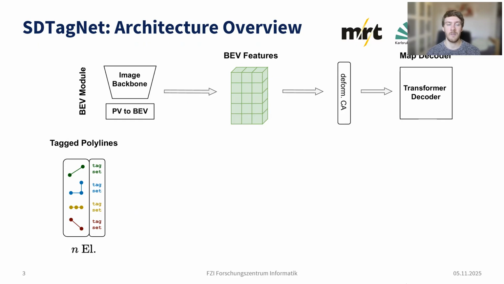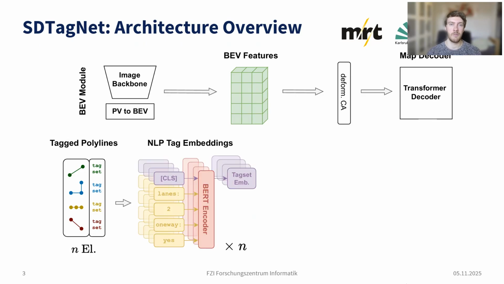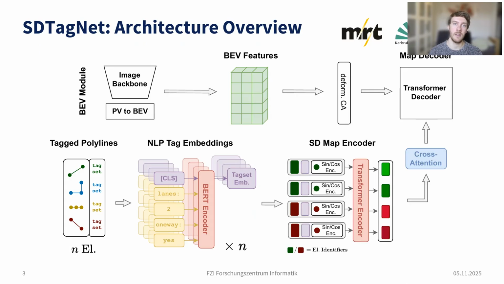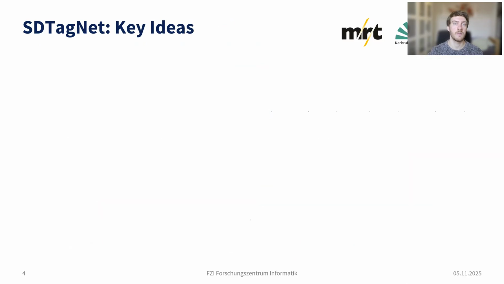With SDTagNet, we now also have a set of tag polylines or general SD map elements, where we first use a lightweight BERT encoder to generate tag set embeddings, one for each element, and then use these tag set embeddings in a SD map encoder to create SD map tokens, which we then supply to the main transformer via cross-attention.